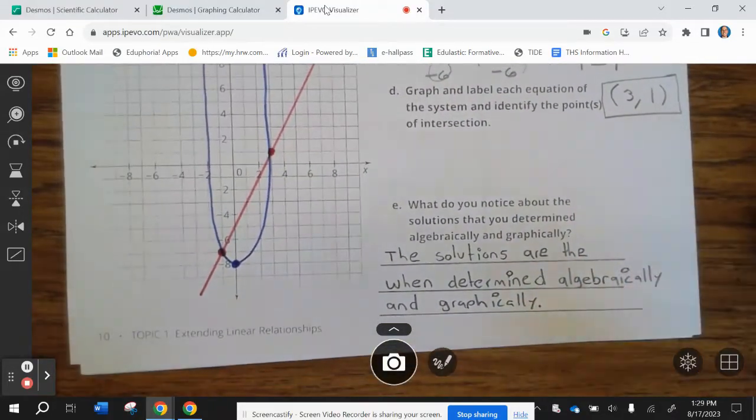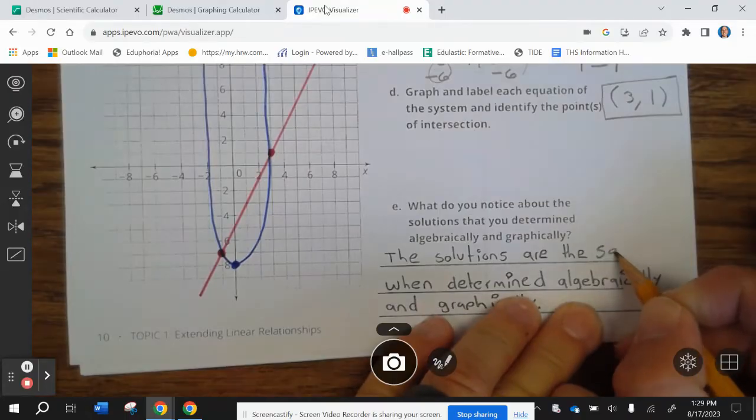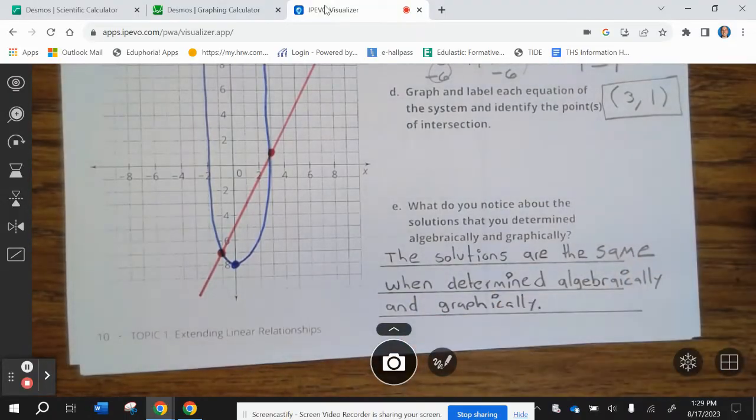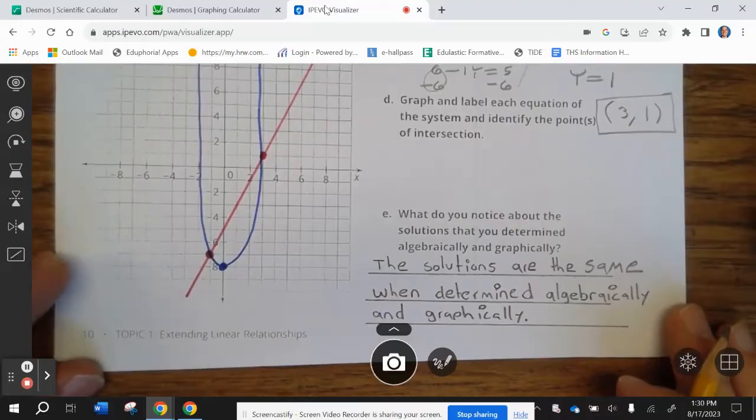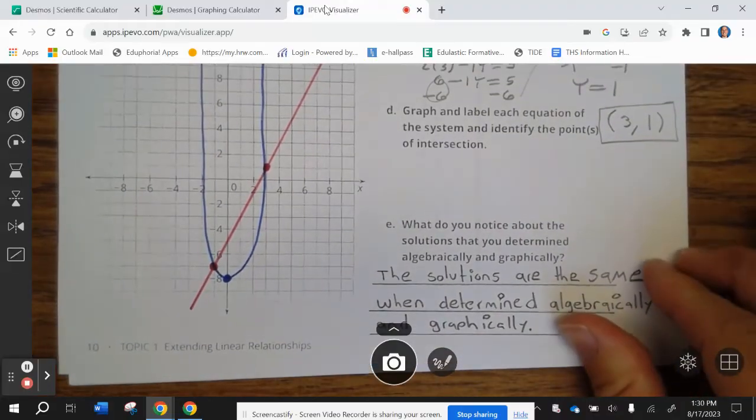All right. What do you notice about the solutions that you determined algebraically and graphically? The solutions are the same when you determine them algebraically and graphically. All right. Let's take a look at the next page.